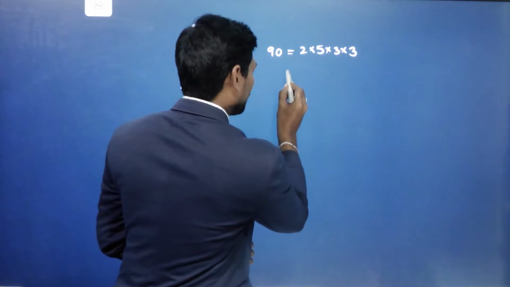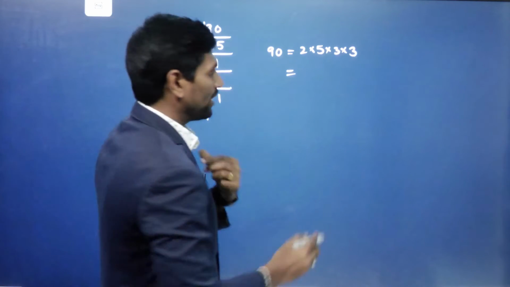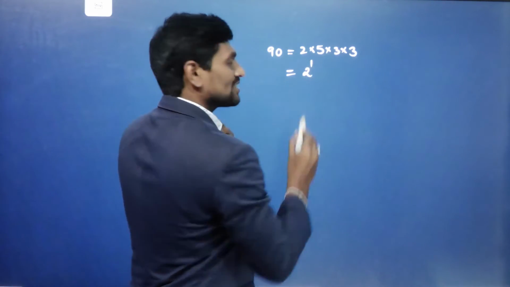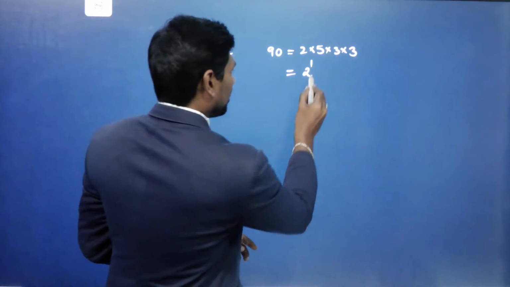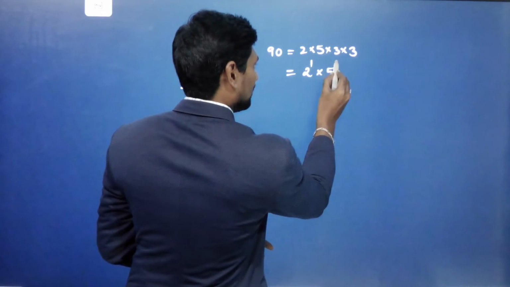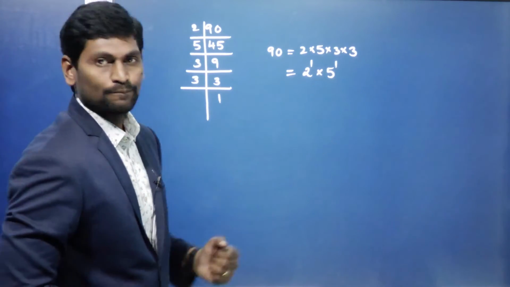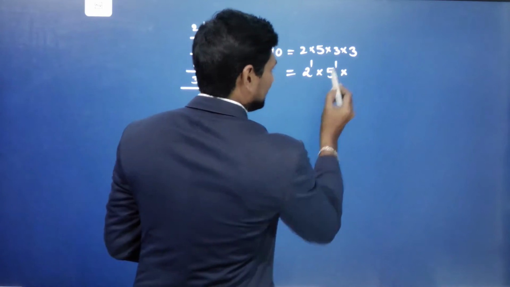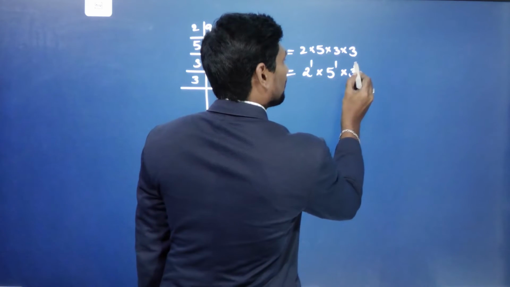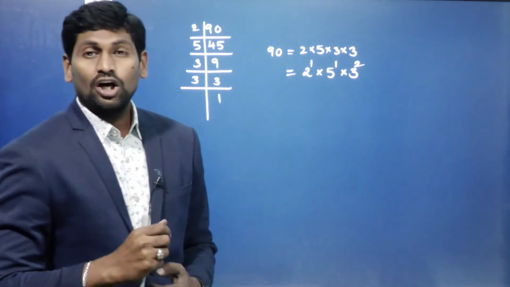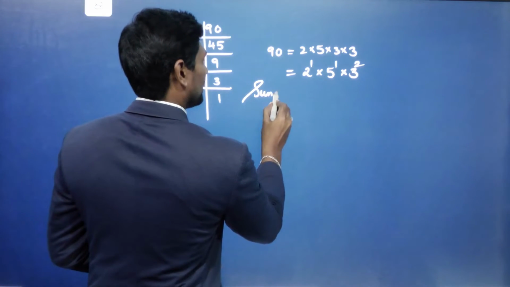Now let us write them in exponential form. How many times is 2 present here? Only one time. So we can express 2 as 2 power 1. Now coming to 5, it is also present one time, so we express it as 5 power 1. Now the third prime number is 3. 3 is present here 2 times, so let us write it in exponential form as 3 square or 3 power 2. Now, sum of divisors.